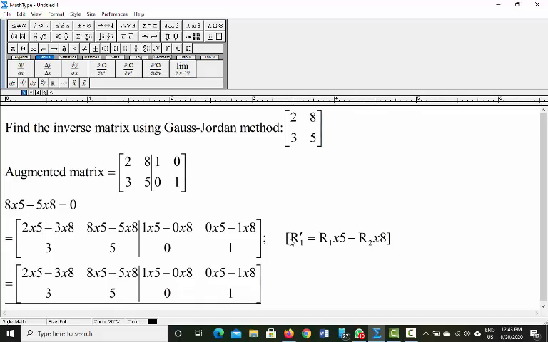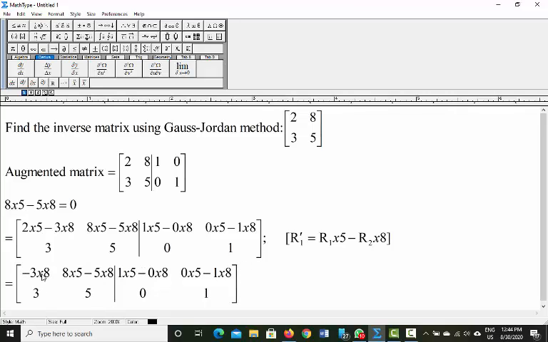Remember, the side note is very important for the Gauss-Jordan method. If you do not include the side note in the exam, you won't get any marks. So let us simplify this one. We have 5 multiplied by 2, 10, minus 3 multiplied by 8, 24. So what will we get? Minus 14.